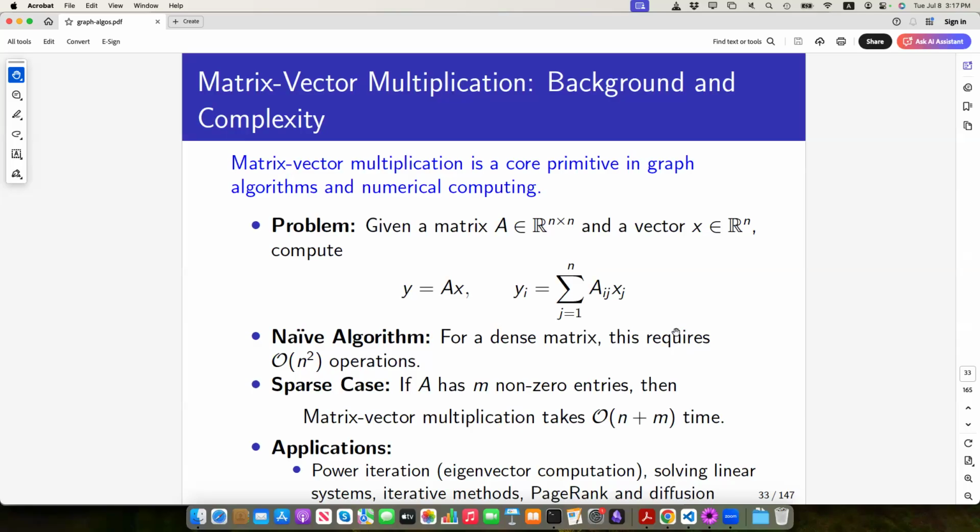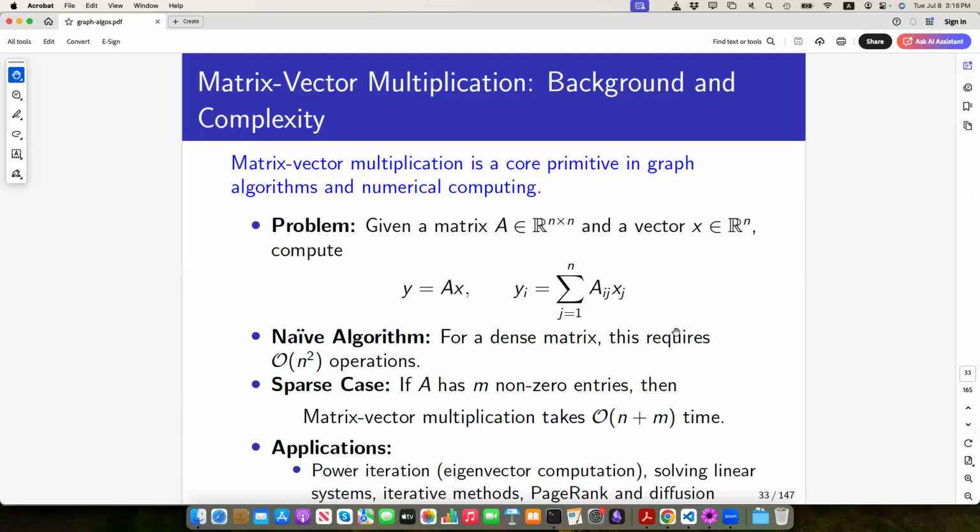Now, matrix vector multiplication, I'll try to go a bit faster because you're all familiar with this. Given a square matrix A, n times n, and a vector x, you can multiply A times x and you get a vector y, where the ith coordinate of y is the dot product of the ith row with x. The key thing to remember is that the runtime is proportional to the number of non-zeros inside A. So if the matrix A has m non-zeros, we can do it in n plus m time. This is what I want you to remember.